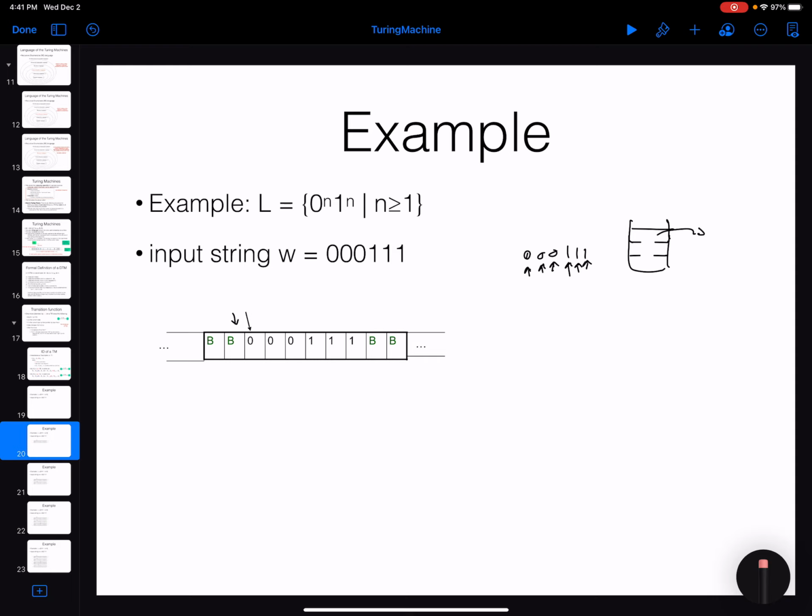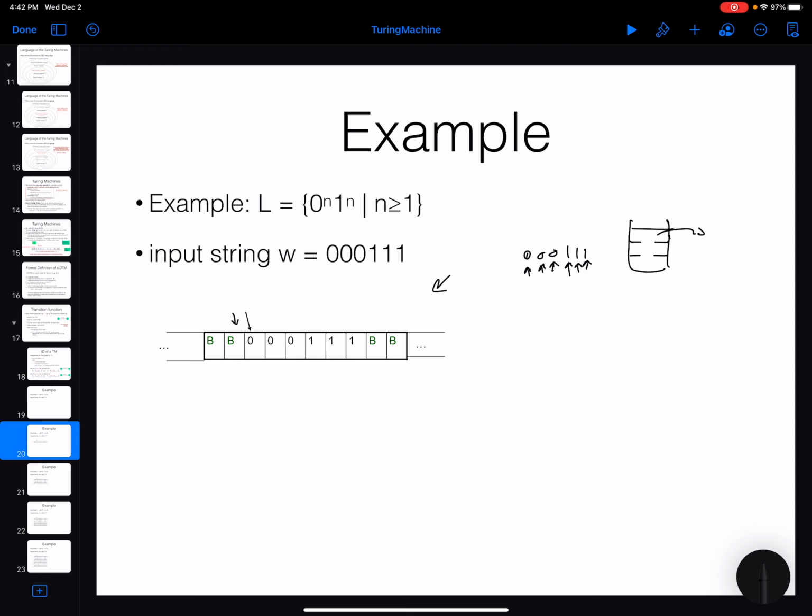But here I don't have a stack. Whatever I have is just this tape. What can I do with that to make sure the number of zeros is exactly equal to the number of ones, and all the zeros are at the beginning and all the ones are at the end?